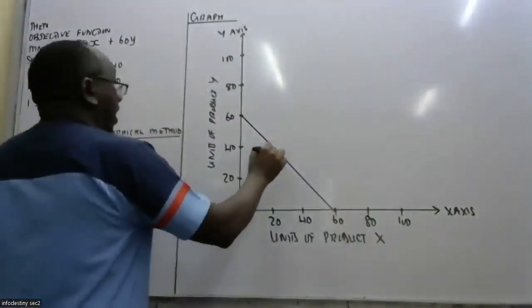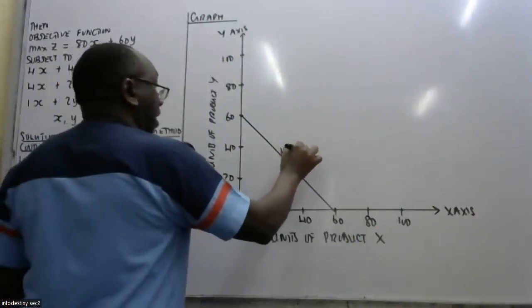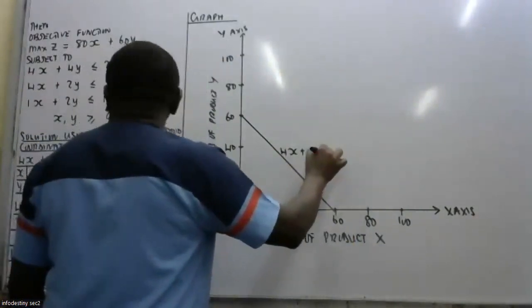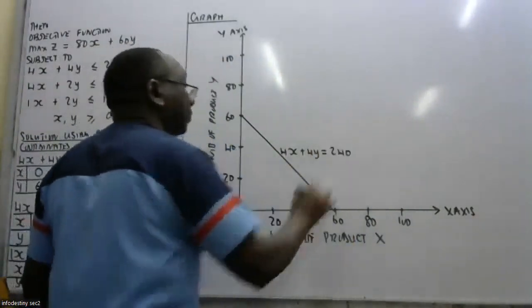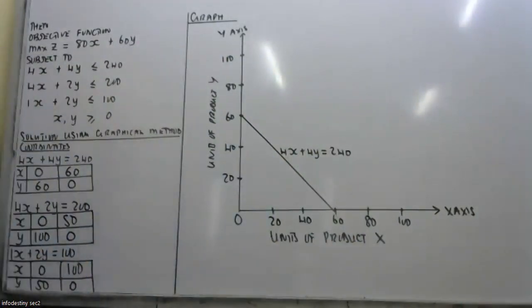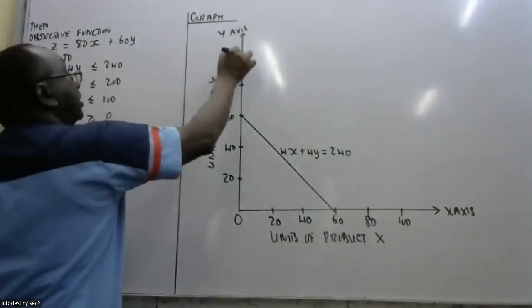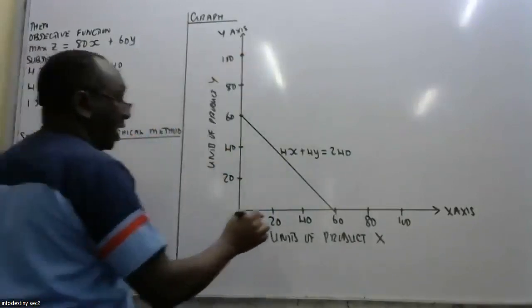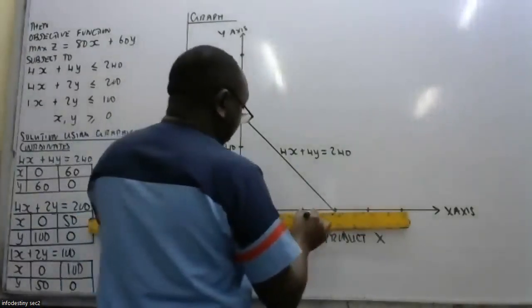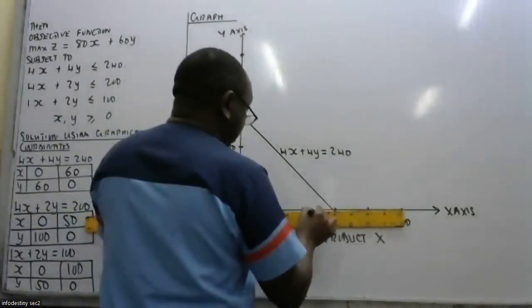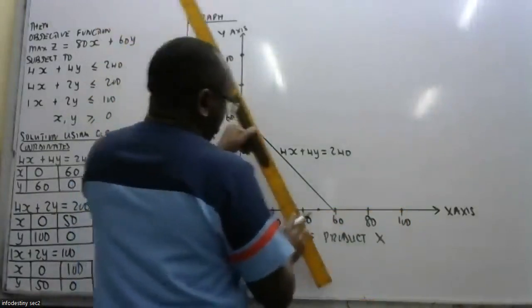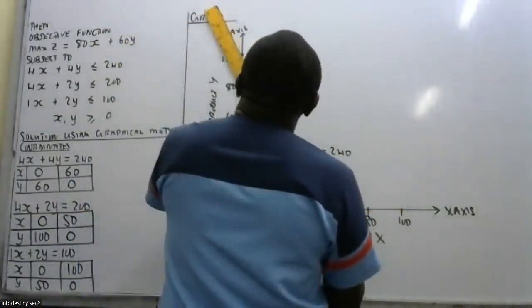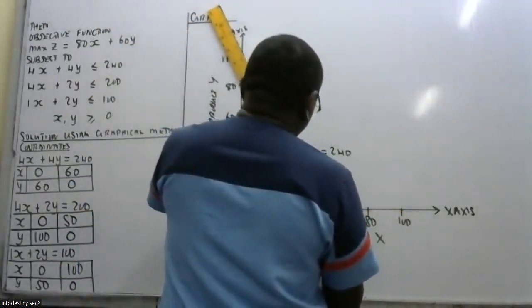This is 4x plus 4y is equal to 240. That is 60, 60. The other one, y is 100, x is 50. So 50 according to my graph is here. So now I put this one with this one.